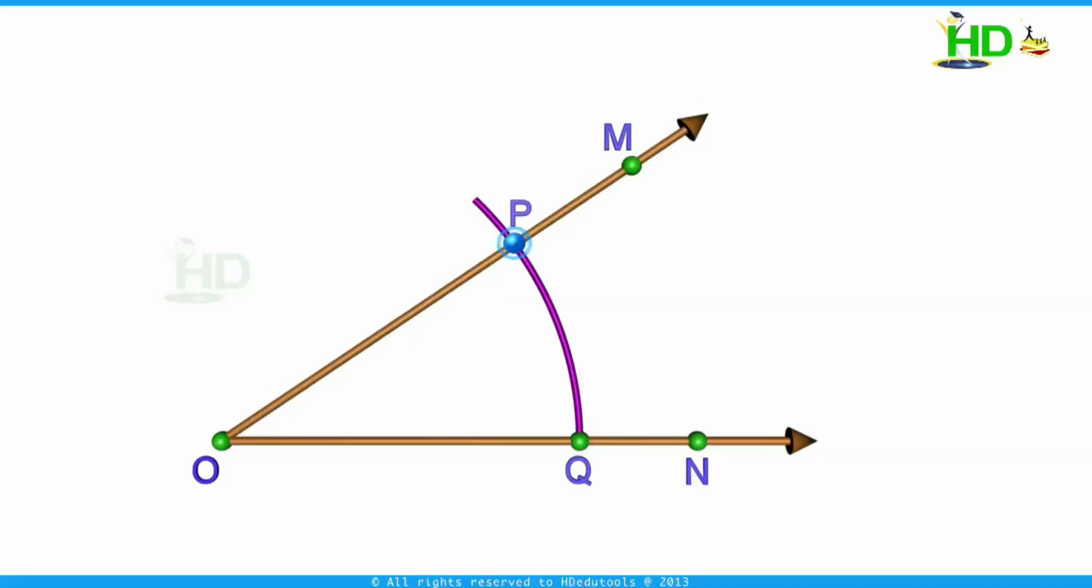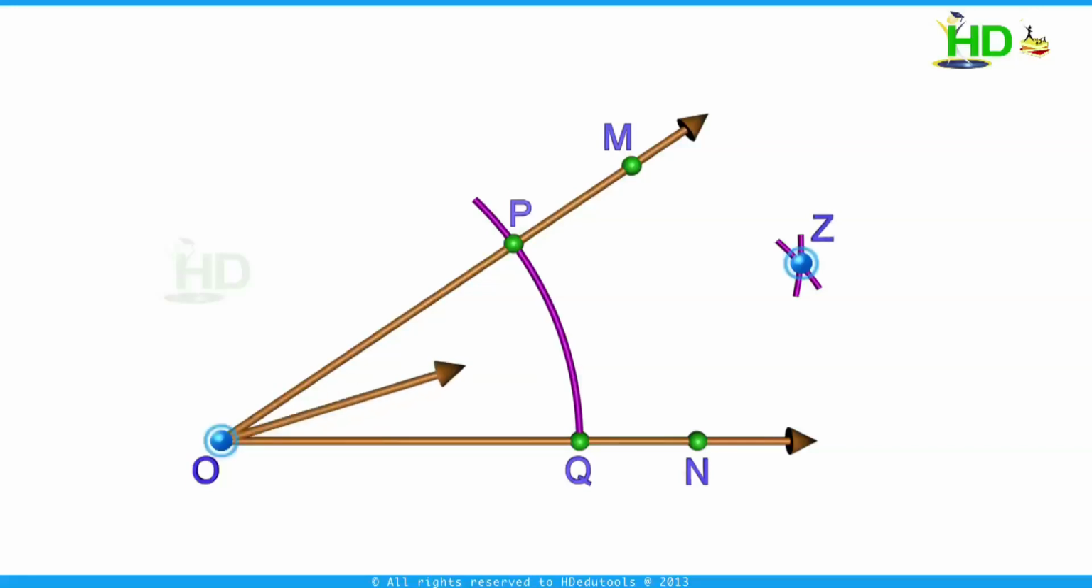Now P as the center and any radius slightly more than the half of the length of this PQ, draw an arc in the interior of the given angle. Now with Q as the center, without altering the radius as in previous step, draw another arc in the interior of angle MON. Let these two arcs coincide at Z.